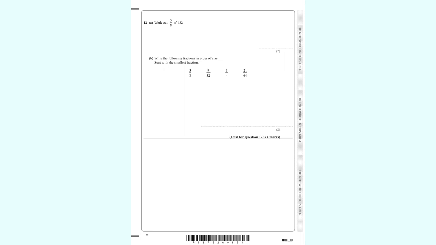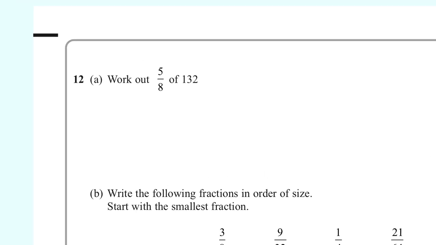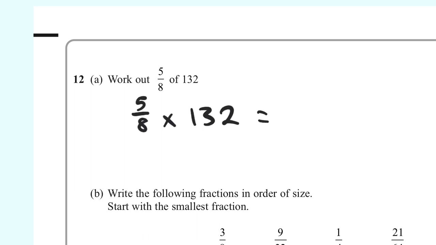5/8 of 132. Again, don't use your brain too much for this one. Anywhere you see 'of' in a paper, that just means multiply. So that means 5/8 times 132. That's all you need to do. So find your fraction key on your calculator. You want to pause, take a second. I'm going to do the same. Make sure your 5 goes in the top, 8 goes in the bottom, and it just needs to look identical to what is written here. If it looks the same, you're fine.